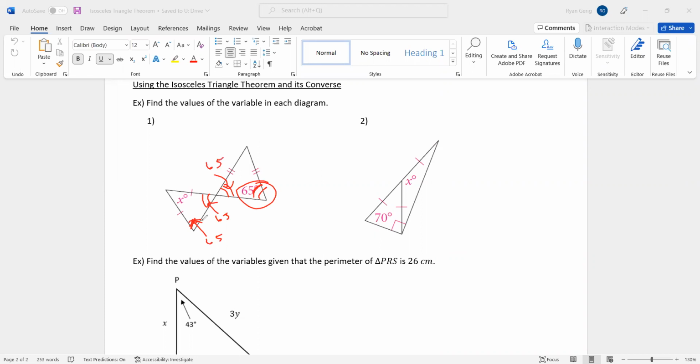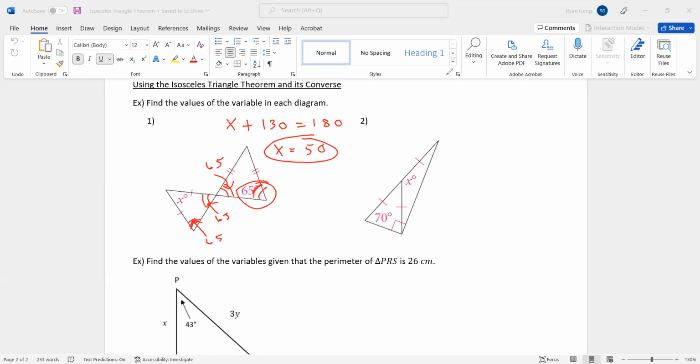Okay, so how am I going to find X? Well, if I know two of them are 65, 65 plus 65 is 130. It's a triangle, so it adds up to 180. X equals 50. Okay, let's do the next one.